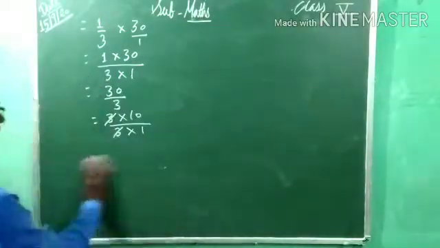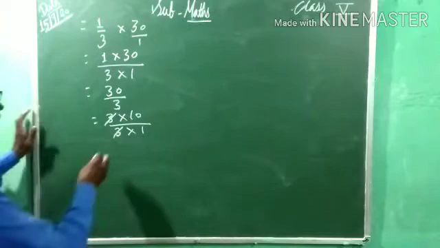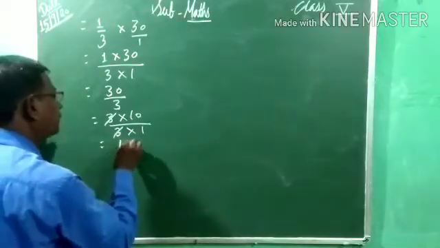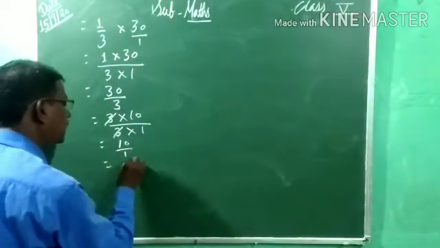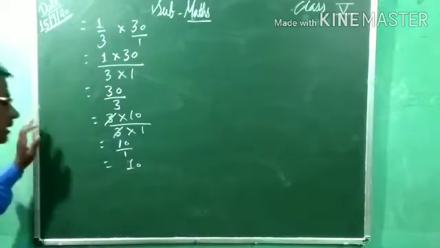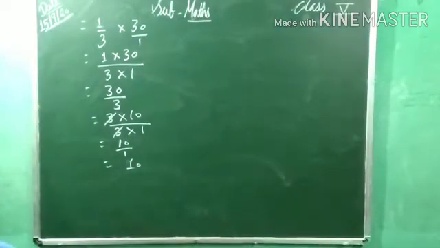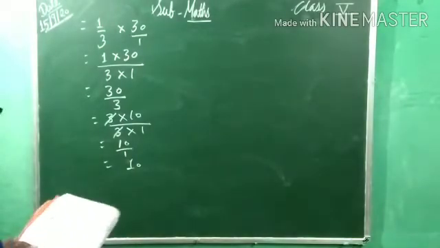Now 10 by 1. What is left here? 10 by 1. 10 by 1 means what? 10 only. So what is the answer? Here we are getting 10. Hence, at last what is asked? How many balls will 1/3 of this bag have?